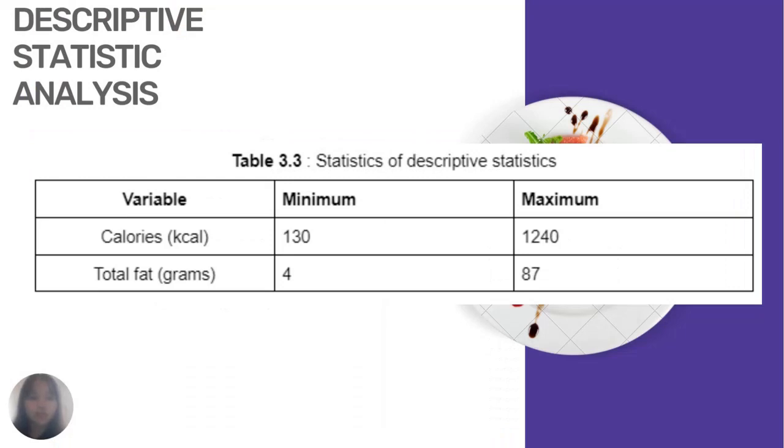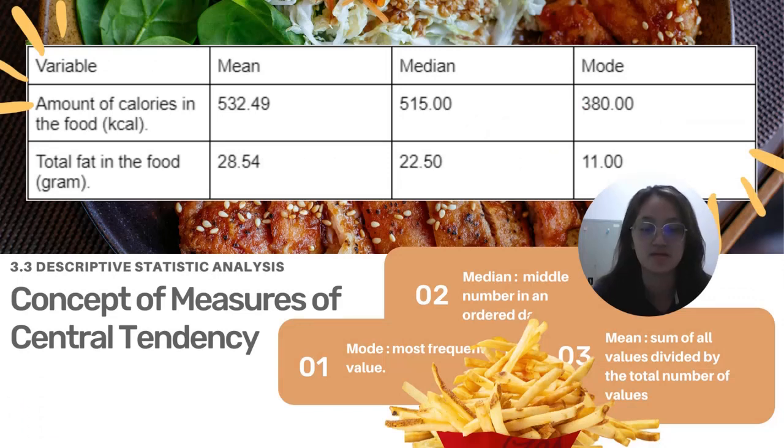So for descriptive statistic analysis, according to table 3.3, fast food has a minimum calorie count of 130 kilocalories and a maximum calorie count of 1,240 kilocalories. The minimum and maximum amounts of total fat in fast food are 4 grams and 87 grams respectively. Alright, next presentation is about our measure of central tendency.